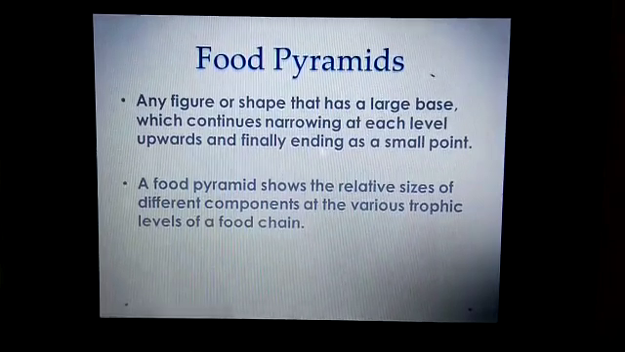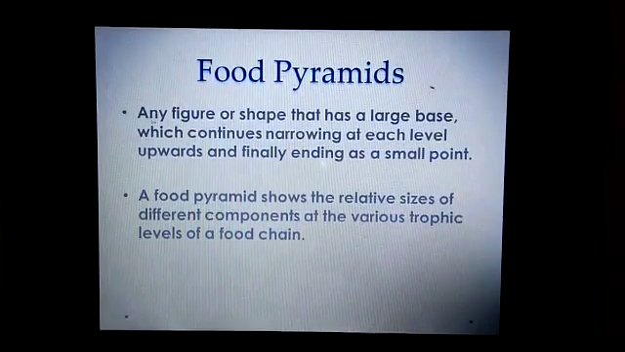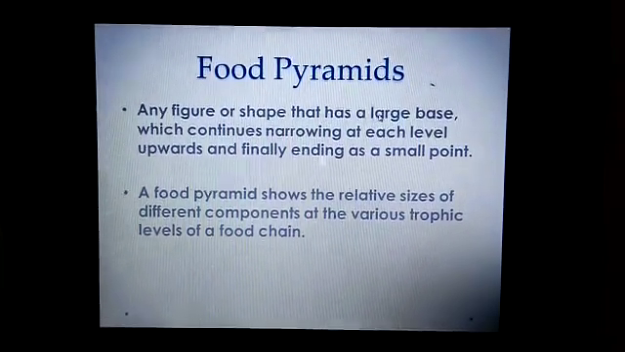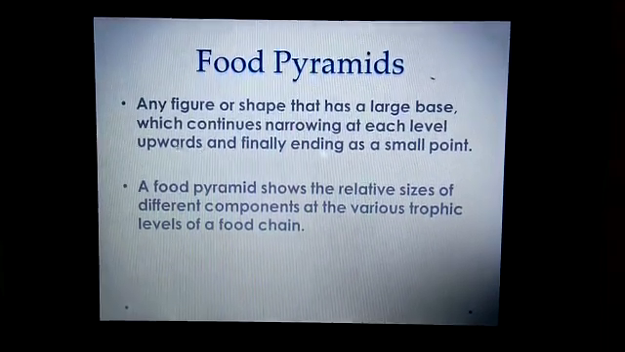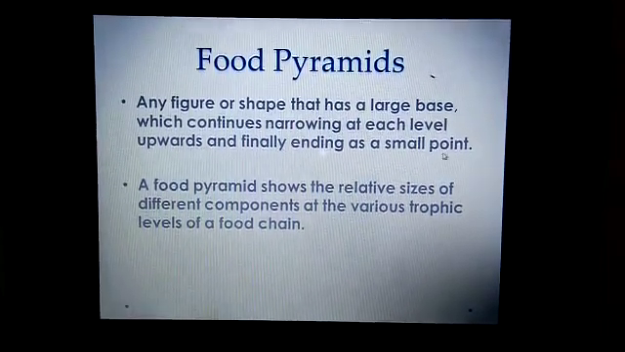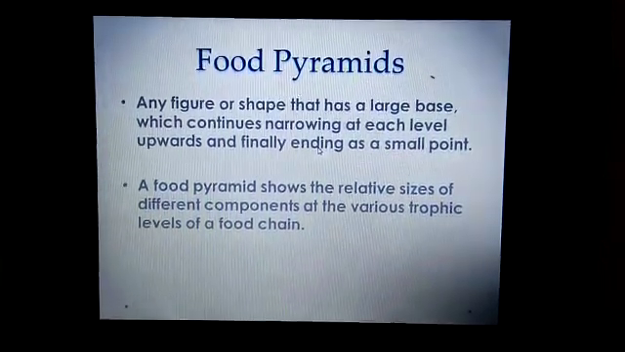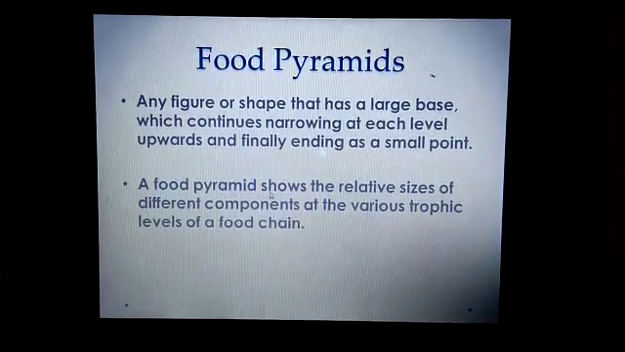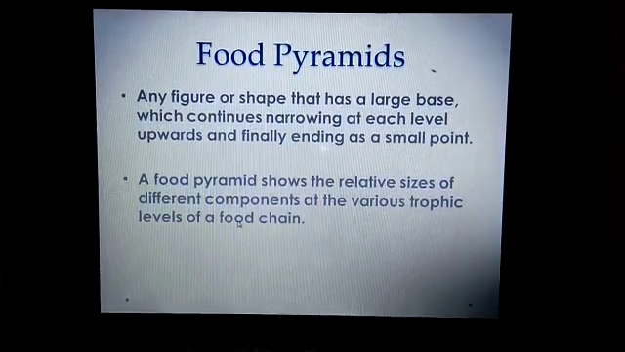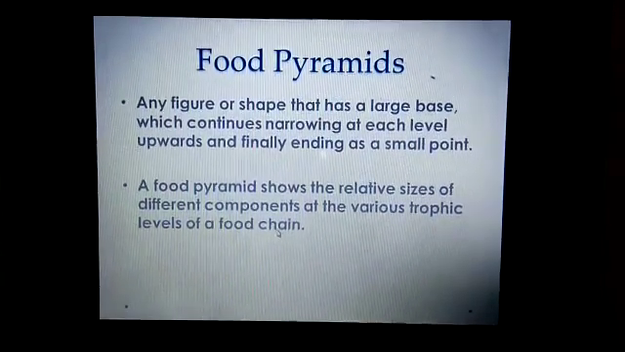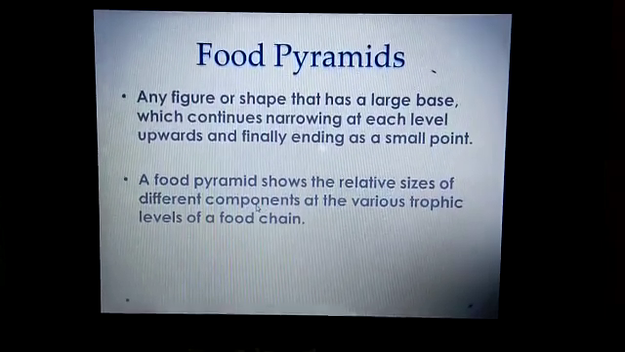Before starting food pyramid, let's see what a pyramid is. A pyramid is any figure or shape that has a large base which continues narrowing at each level upward and finally ends as a small point. The same thing happens with the food pyramid. A food pyramid shows the relative size of different components at the various trophic levels of a food chain. It means the size of the component at each trophic level varies.